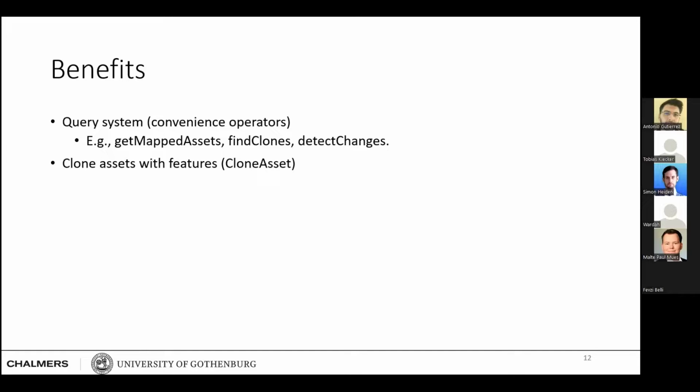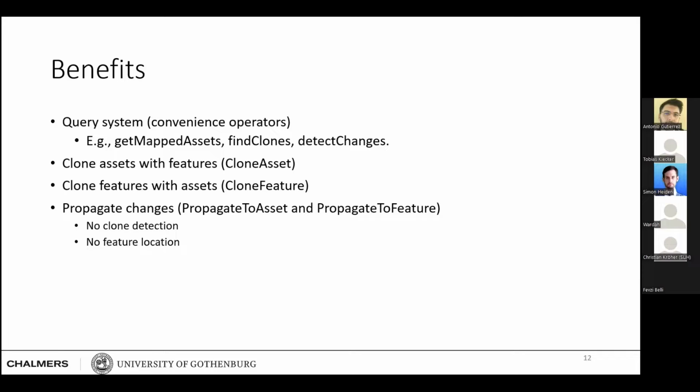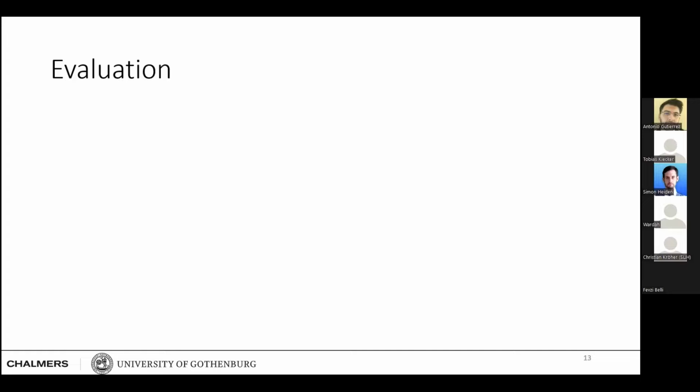Developers can clone assets along with the features that they map to using the clone asset operator. And a novel use case of our framework is that developers can clone entire features along with the assets that implement them across repositories or across variants. And then lastly, relying on the stored metadata, developers can automatically propagate changes between assets or features to their clones without the need of expensive clone detection or feature location. So this concludes our framework's details. And then we move on to evaluation.